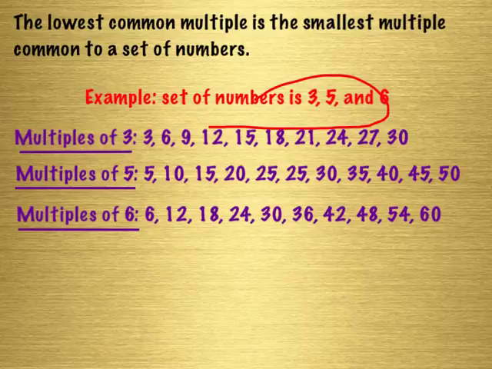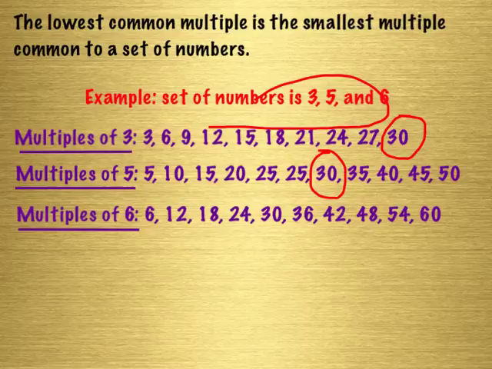So I've written out here the multiples of 3: 3, 6, 9, 12, 15, 18, 21, 24, 27, 30, the multiples of 5, and the multiples of 6. The smallest one that shows up in every single list is 30. That's the smallest number that is in every list. There are smaller numbers, but they aren't in everyone's list. And there might be bigger numbers that would work for all of them, but I want the lowest common multiple.